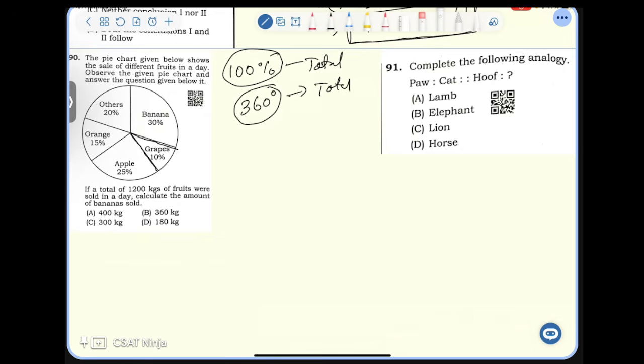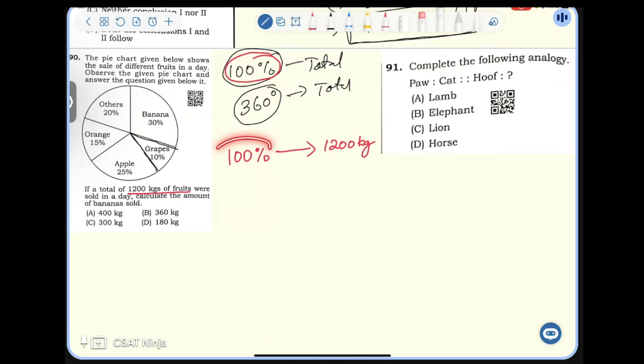So you look here. In this question, we are given in terms of what? Percentage. So which means the total percentage will be nothing but 100%. Because it is in terms of percentage. What does the question say? If the total of 1,200 kg of fruits, that means according to our assumption, the total is 100% there. And the question says it is 1,200 kg.